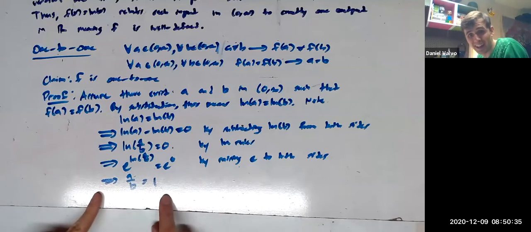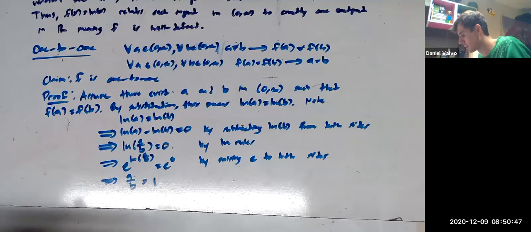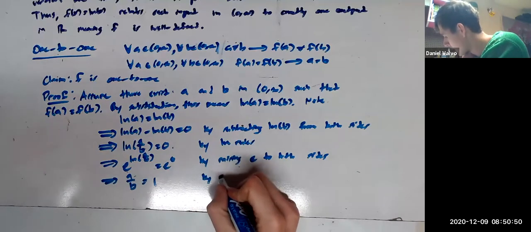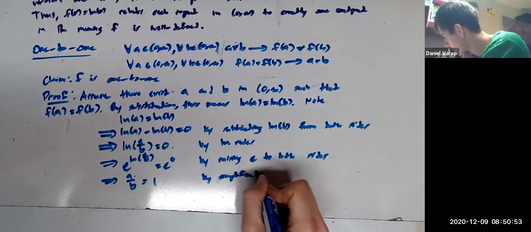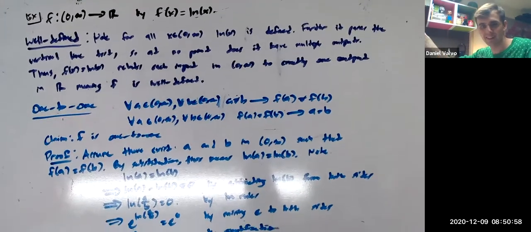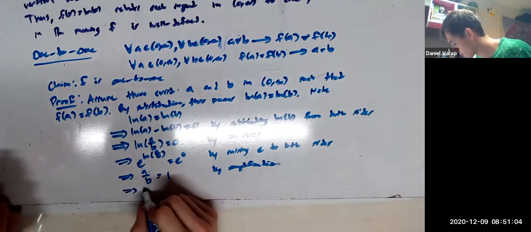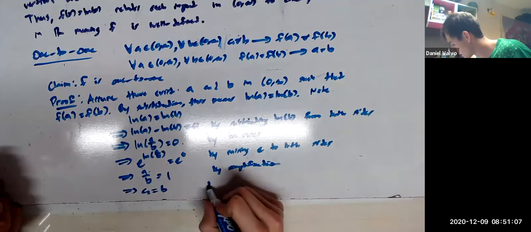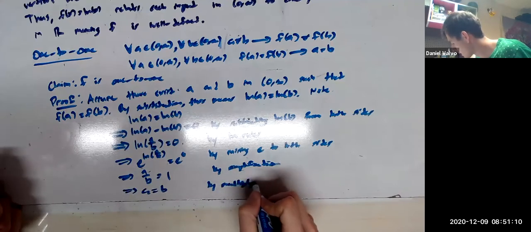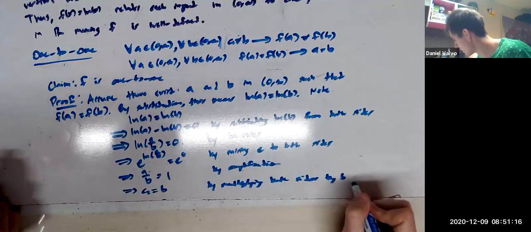The other way you can look at it is just memorizing the fact that ln is only 0 at 1. The only thing you plug into ln and get 0 is 1. Either way, you end up with a over b must equal 1, and this is by simplification. There we go, we end up with a over b equals 1. And then this implies that a equals b by multiplying both sides by b.